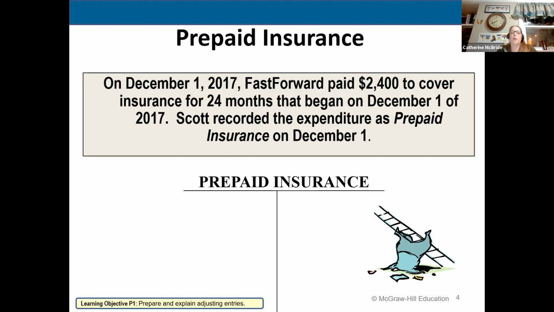So on December 1st, 2017, Fast Forward paid $2,400 to cover insurance for 24 months that began on December 1st of 2017. So we wrote a check for $2,400 and that covered insurance for 24 months. So if we wrote a check for $2,400 and it covers 24 months of insurance, that means that every month we use up $100 worth of insurance.